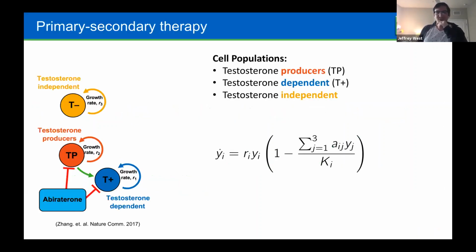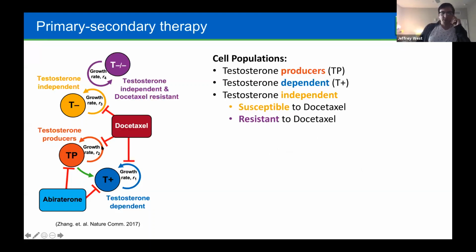Okay, so the primary secondary therapy approach: we published a paper that was an extension of the Zhang et al. model, which has been talked about previously, where we have producers, dependent and independent cells. The idea is that these independent cells are resistant to abiraterone because the abiraterone only suppresses the TP and T plus cells. So we're going to add a secondary drug, docetaxel, which targets all of these in proportion to their growth rates. So this is a chemo targeting proliferating cells.